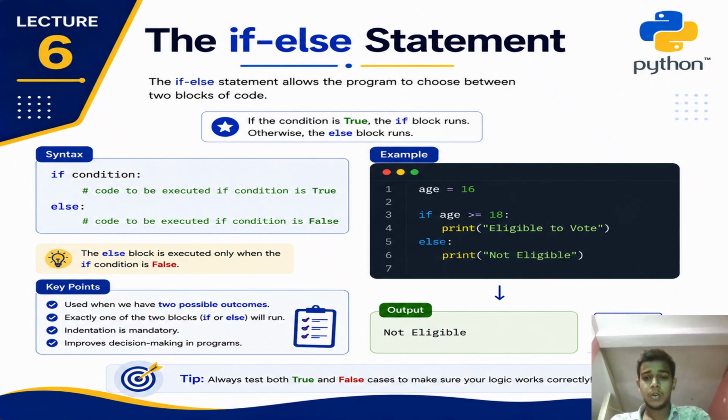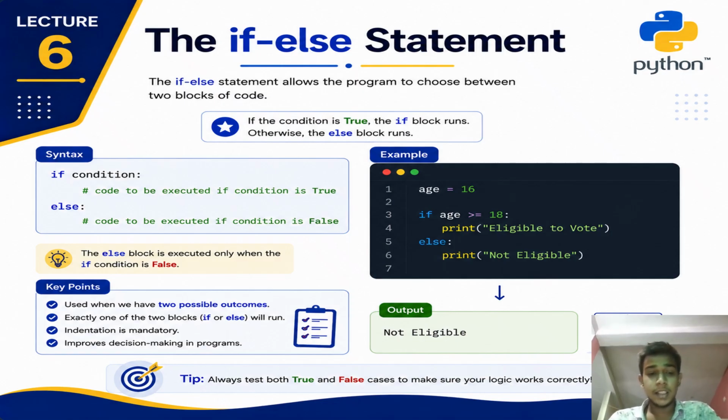Now let's learn about the if-else statement. In the previous slide, we learned about the if statement. We saw that if the condition is true, Python executes the code inside the if block. But what happens if the condition is false? This is where the else statement becomes useful. The if-else statement allows the program to choose between two different blocks of code. If the condition is true, the code inside the if block runs. Otherwise, the code inside the else block runs. So, one of these two blocks will always be executed.